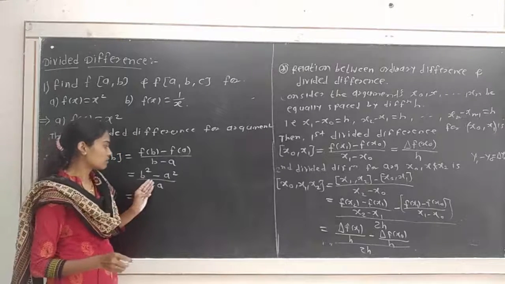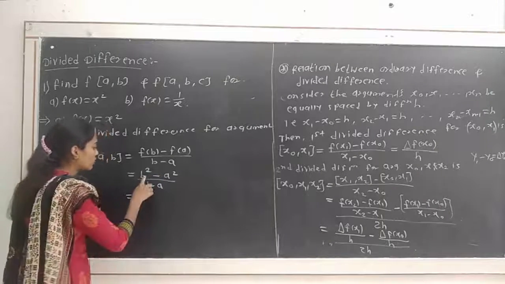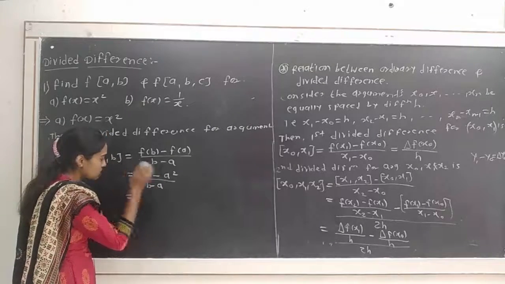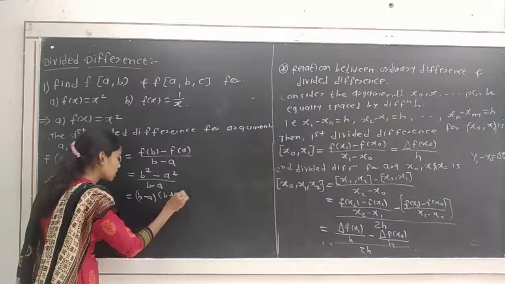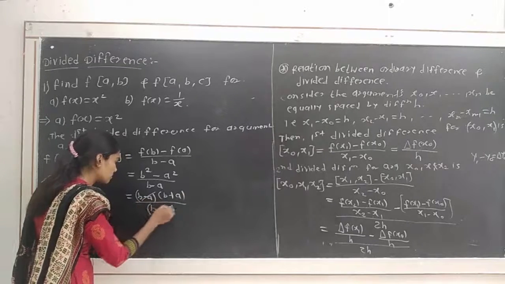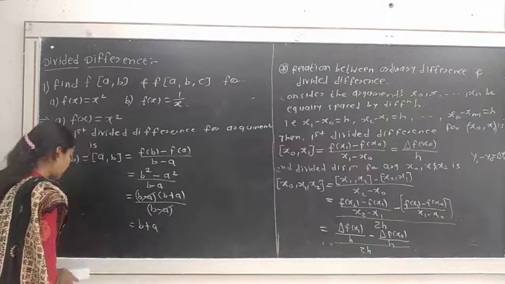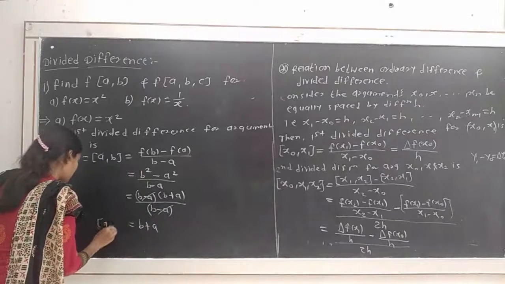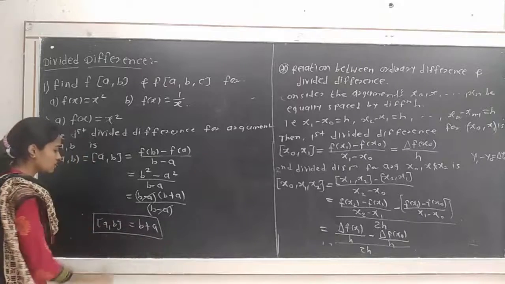Then by using the factors of a square minus b square, here we write the factor of b square minus a square will be (b minus a) into (b plus a), divided by this b minus a. So this b minus a gets cancelled and we get b plus a, write it as the square bracket, that is f of A comma B. This is the first divided difference.